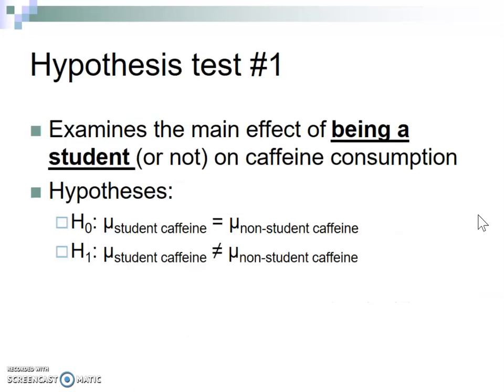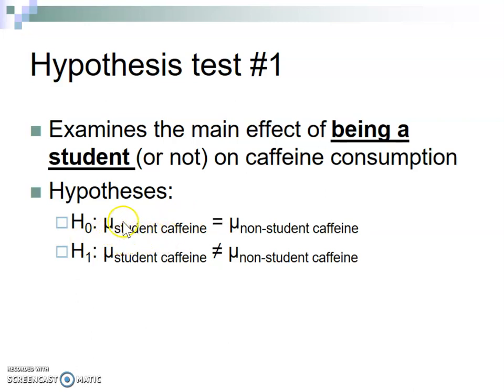So let's first talk about our first hypothesis test, and that is going to be looking at the main effect for the first factor. The first factor in this study was whether you're a student or not. So the first main effect is going to examine people who are students versus not students and how much caffeine they're consuming.